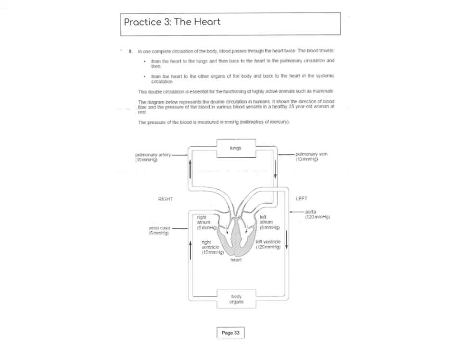Question 3, the heart. In one complete circulation of the body, blood passes through the heart twice. The blood travels from the heart to the lungs and then back to the heart in the pulmonary circulation, and then from the heart to the other organs of the body and back to the heart in the systemic circulation. This double circulation is essential for the function of highly active animals such as mammals. The diagram below represents double circulation in humans. It shows the direction of blood flow and the pressure of blood in various blood vessels in a healthy 25-year-old woman at rest. The blood pressure is measured in millimetres of mercury.